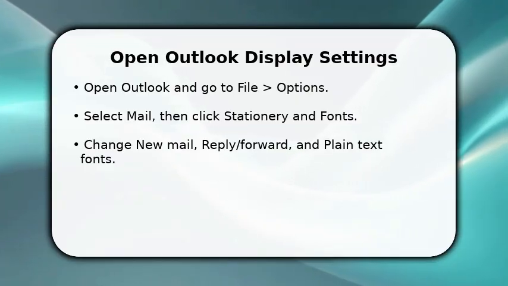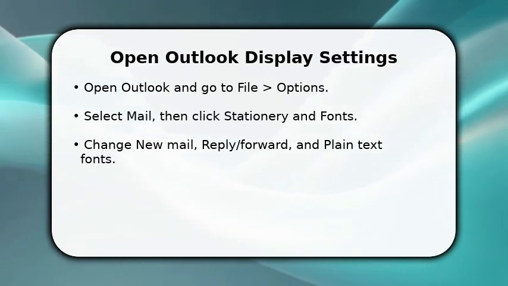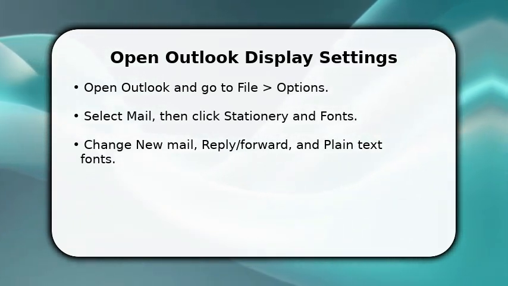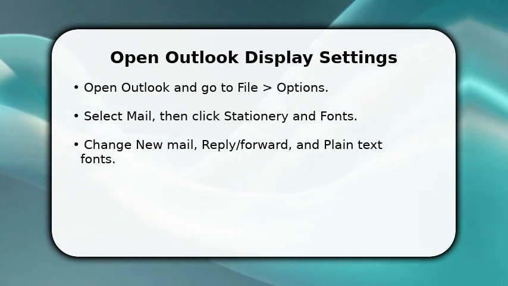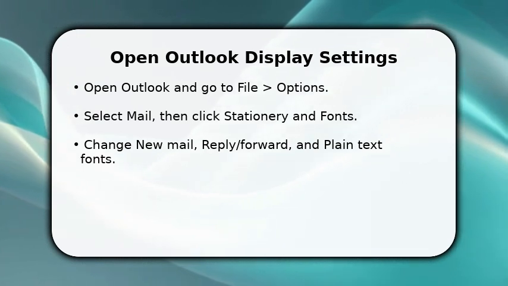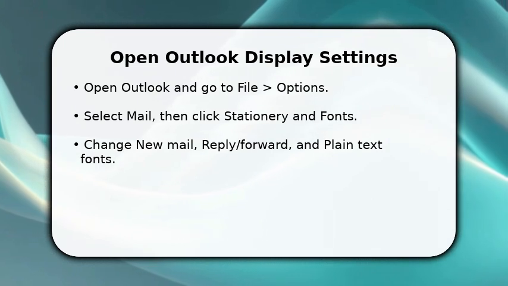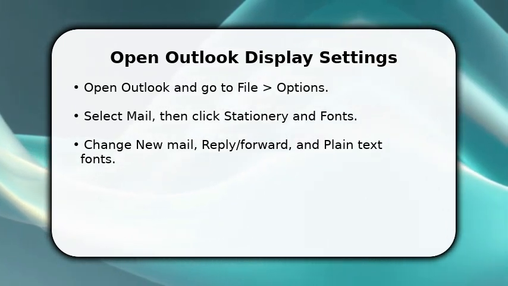You start inside Outlook to make a permanent change, so open File Options now. Once there, choose Mail and click Stationery and Fonts. This is where Outlook stores default type settings. You change 3 places: New Messages, Replies/Forwards, and Plain Text, because Outlook applies different fonts in each context.